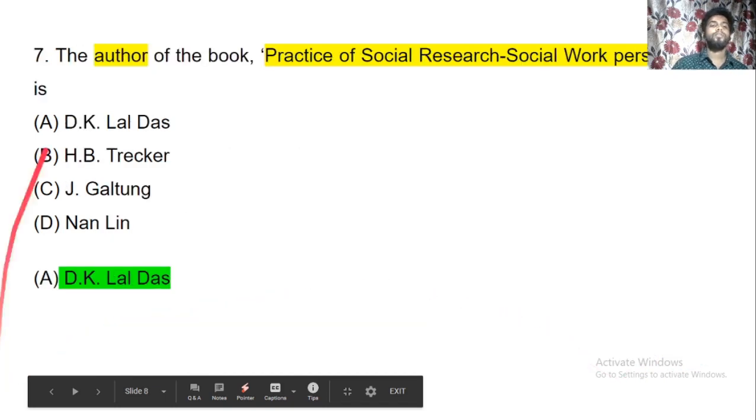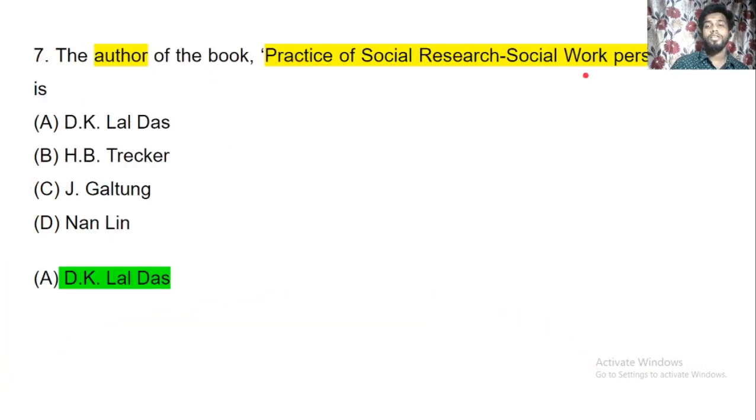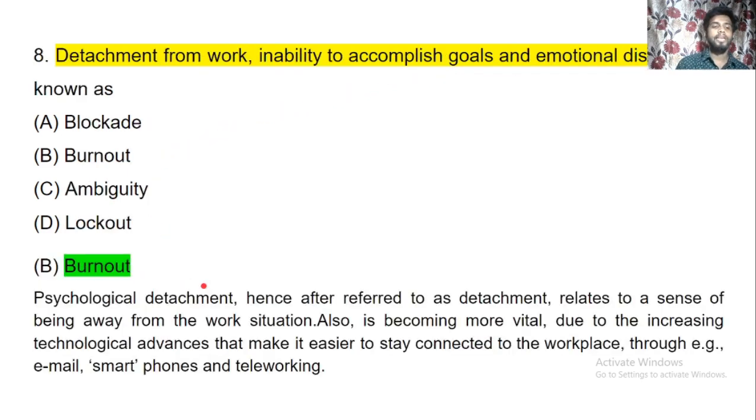Now next question: the author of the book Practice of Social Research and Social Work Perspectives was written by D. Kellal. Now detachment from work, inability to accomplish goals and emotional discharge is known as burnout.